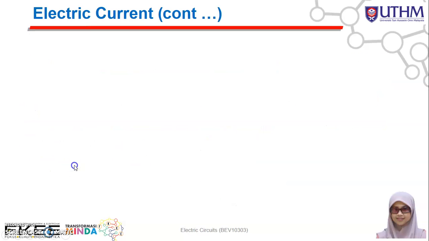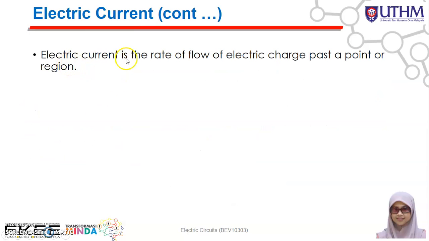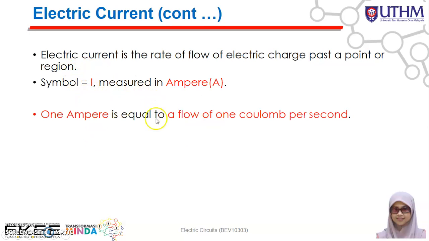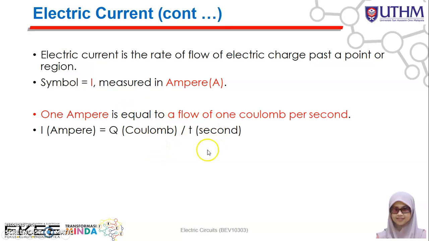The definition of electric current is the rate of flow of electric charge past a point or region, meaning that i = dq/dt. We represent current as i and measure it in amperes. One ampere is equal to a flow of one coulomb per second, which is why i = q/t. It is considered the rate of flow of electric charge in one second.